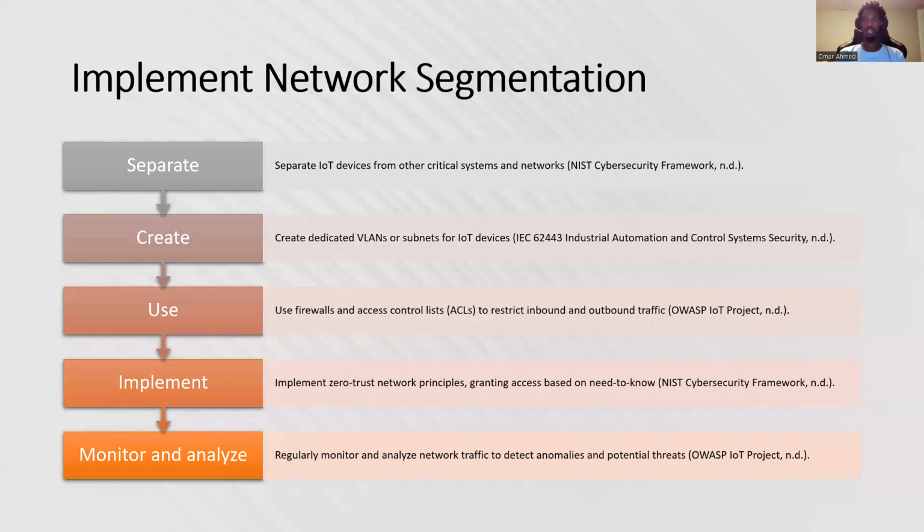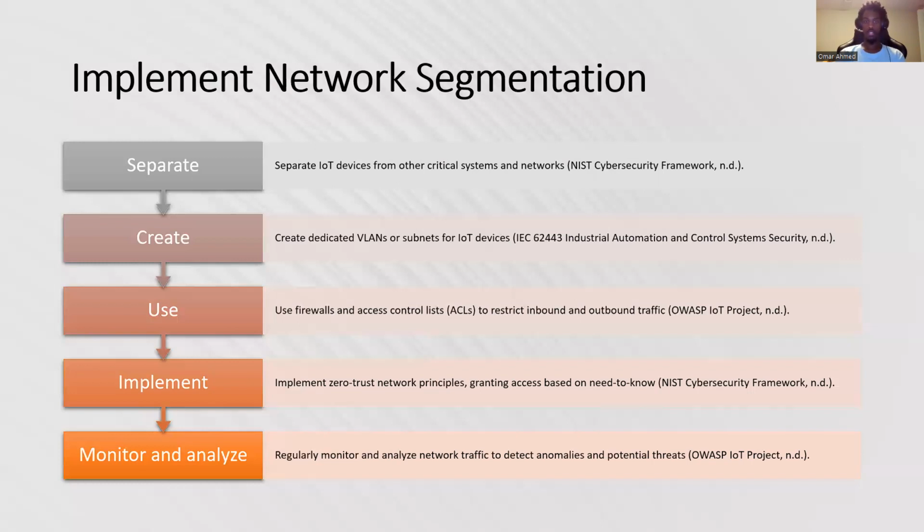The fourth best practice for securing Internet of Things devices is to implement network segmentation. Separating Internet of Things devices from other critical systems and networks can limit the potential impact of a security breach and prevent attackers from easily moving laterally within your infrastructure. Use firewalls or create dedicated VLANs or subnets for Internet of Things devices, further isolating them from other network resources.